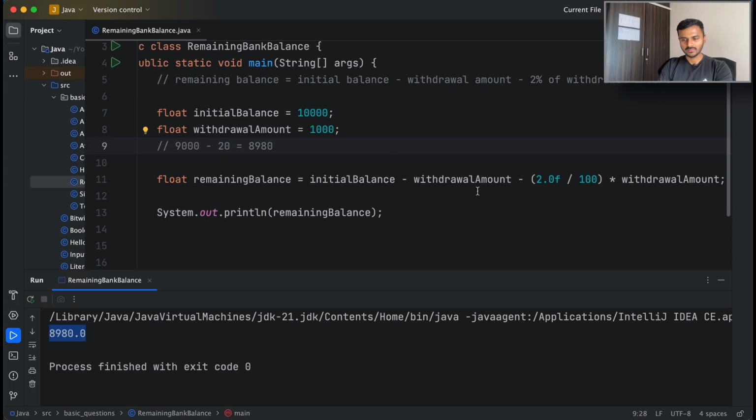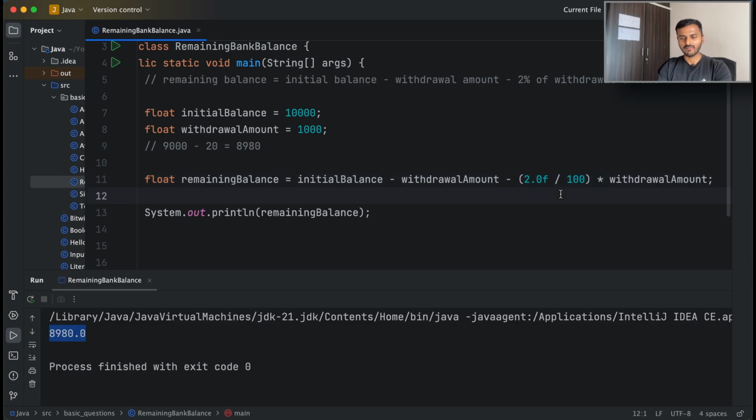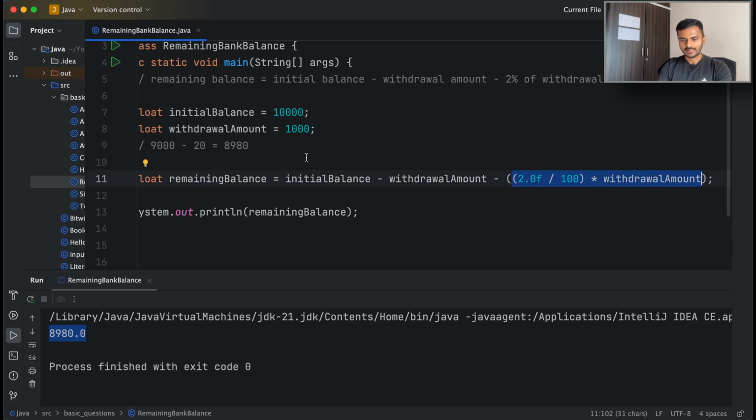And over here, the way this expression is written takes care of the precedence of the operator that is required to perform this expression in the correct way. But if you want to be sure, you can put this entire expression in a pair of parentheses. So this is going to get executed, and then this entire expression is going to get executed.